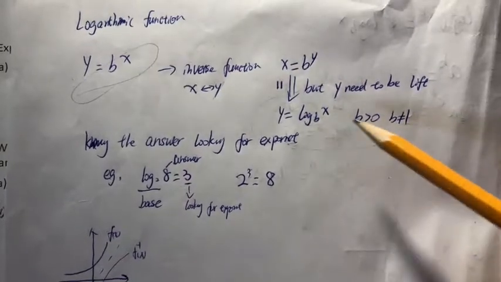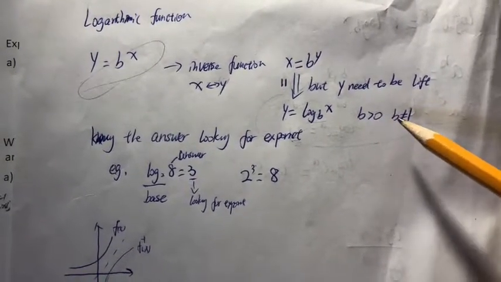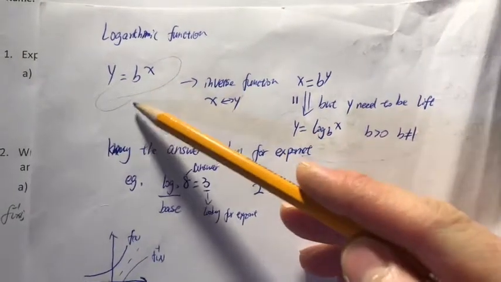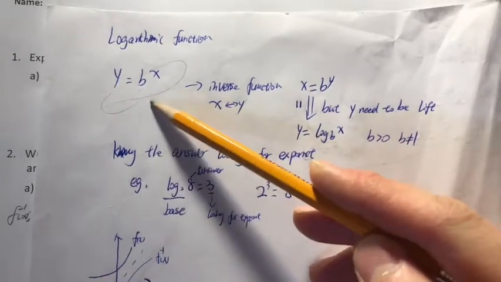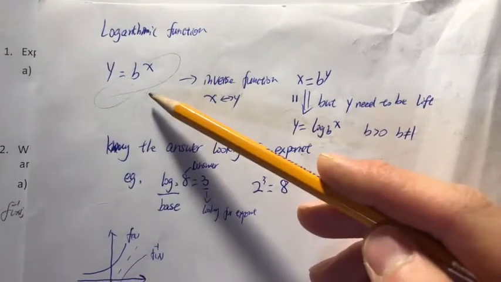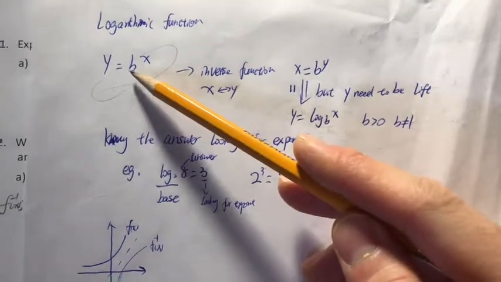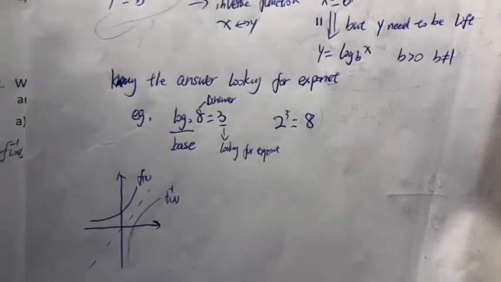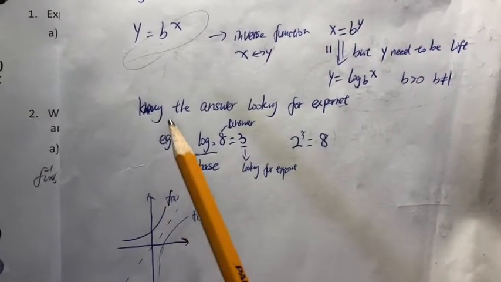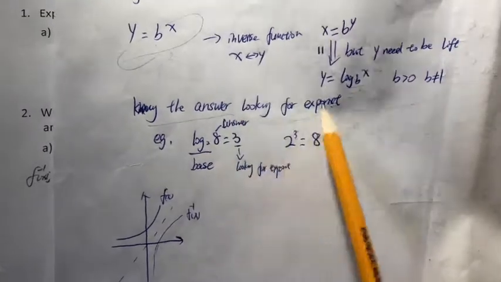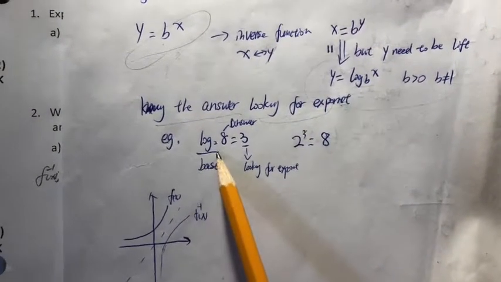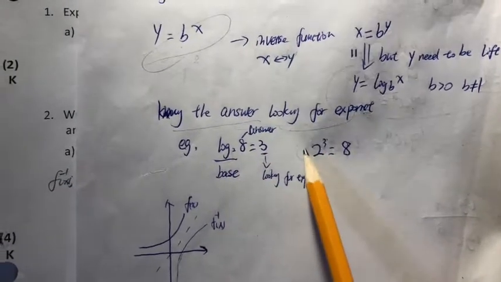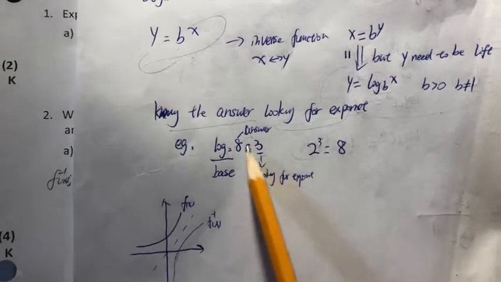But for the log, the base b cannot be 1 and it has to be bigger than 0. Think about this. If it is 1, any power of 1 is still 1, so it doesn't really have any meaning. And it also cannot be 0. If it's 0, you just won't have any answers. In a simple way, log is like the final answer and you're looking for the exponent. For this example, this is the base, and this is the final answer, and you're looking for the exponent.